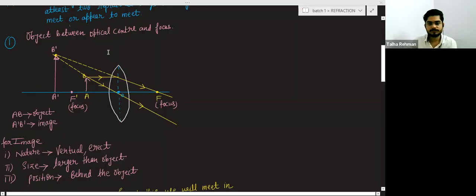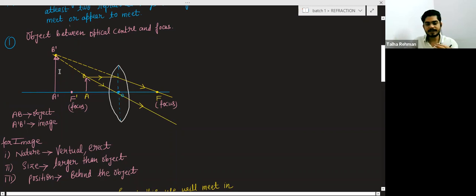What we will do, we will place the object in front of this lens at different positions, and we will see how the image will be formed. So here I have taken the first case, when the object is placed between the optical center and the focus. This is the focus of the lens, this is the lens, and this is the focus of the lens. So I have placed this object, this AB is the object. This is placed in front of this lens, and I have drawn the ray diagram.